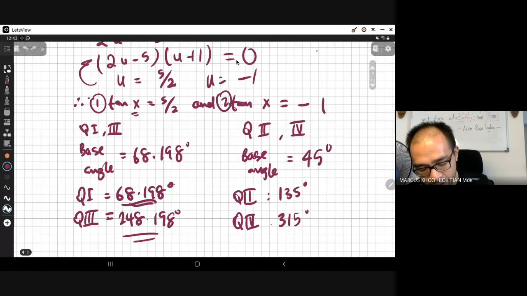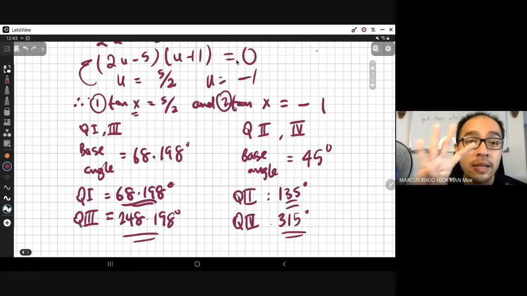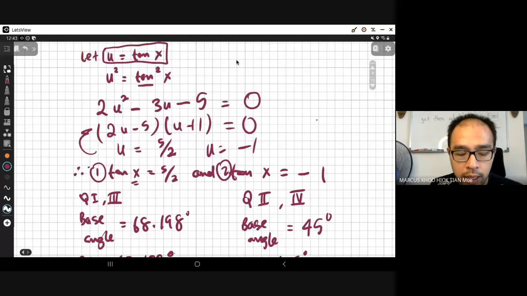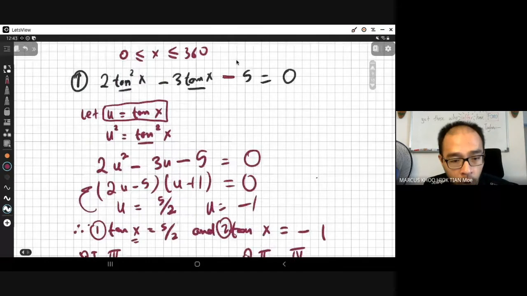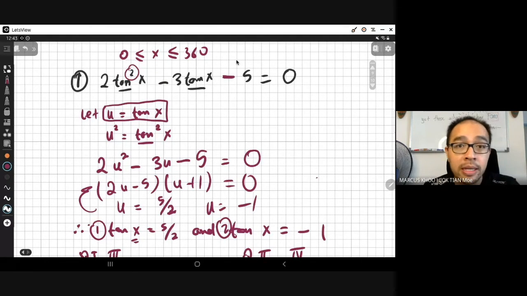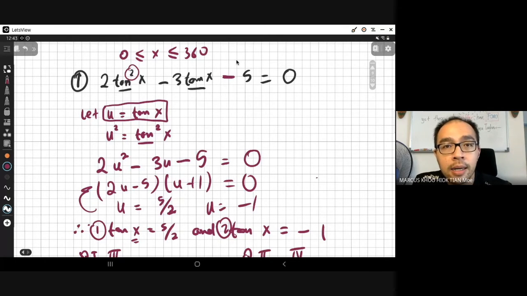315. All right, so notice here that we now have 4 answers and all 4 are correct because they are still within 360 degrees. Okay, and we find that this thing happens especially when either we have double angles or we have functions that have square in them. Okay, when there is square, then there will usually be 4 answers.